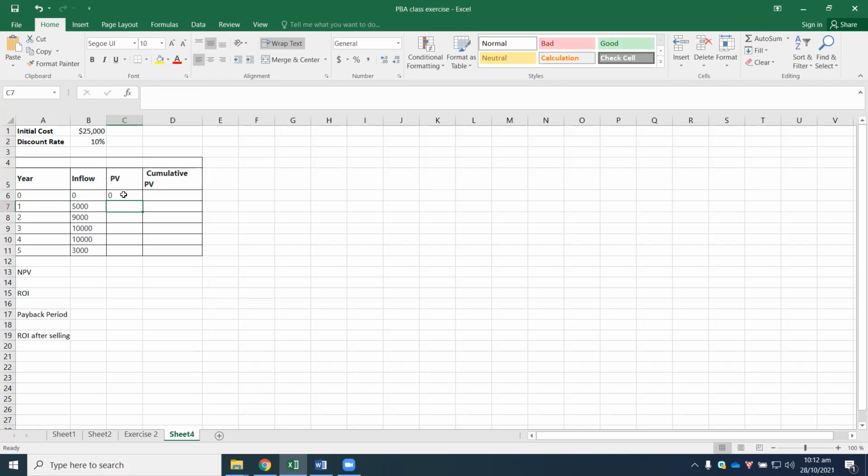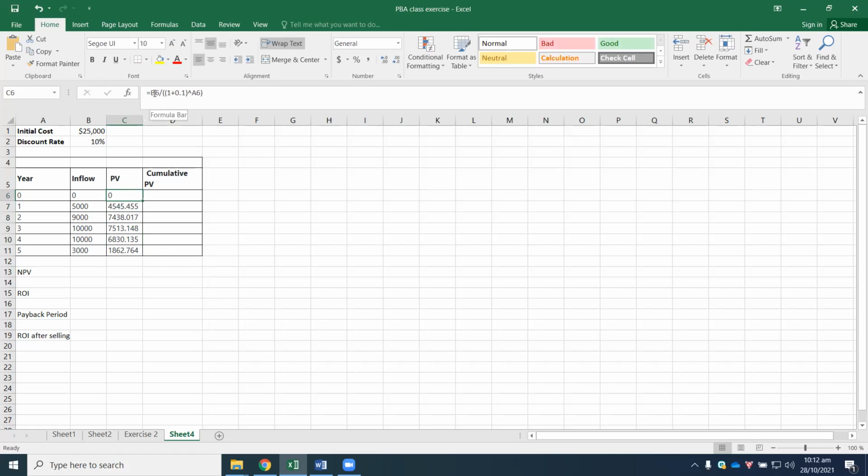So your present value for year 0 is 0 because you do not have any inflow. After that, what you can do is find the fill handle and drag it down. Now, you have to be very careful in this case. When you find the fill handle and drag it down, you need to ensure that two of the values change.